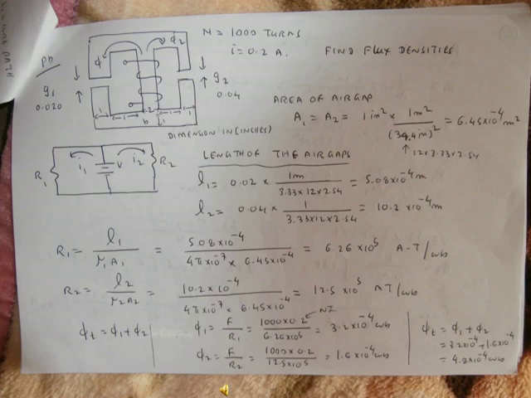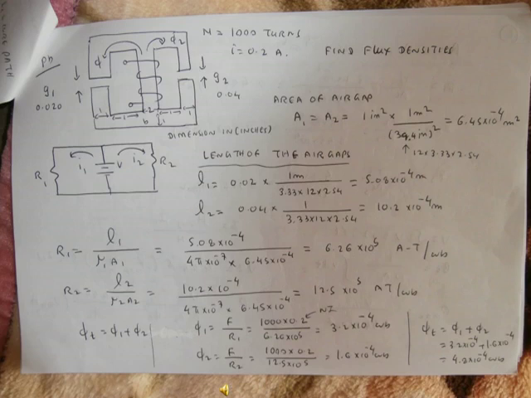So you got 6.45 multiplied by 10 power minus 4 meter square. And then we also have to calculate the length of the air gap. The length of the air gap is given in inches, so we have to convert it to meter. So 0.02 inch equals 5.08 multiplied by 10 power minus 4 meter. And then also A2 equals 0.04 inch, which is 0.04 multiplied by 1 divided by 3.33 multiplied by 12 multiplied by 2.54. So you got 10.2 multiplied by 10 power minus 4 meter.